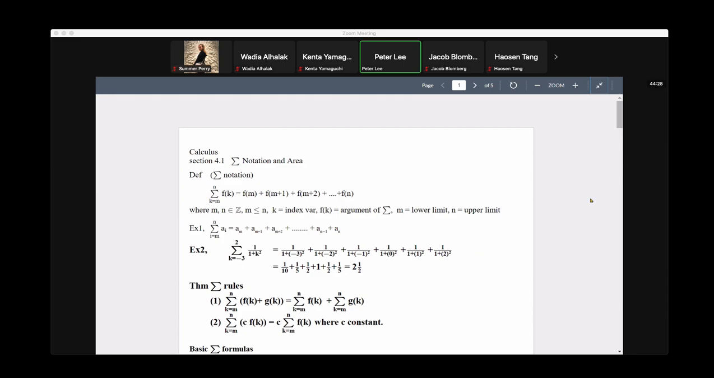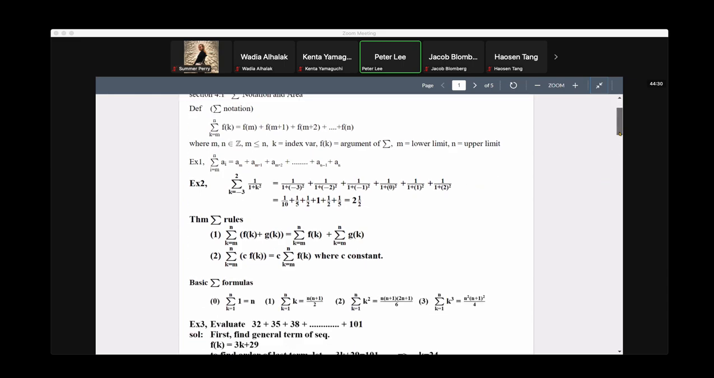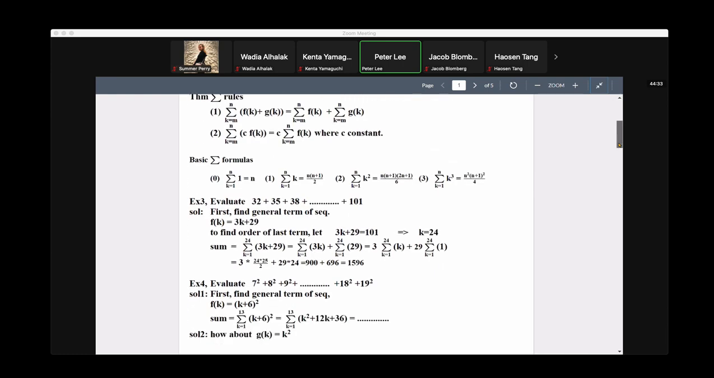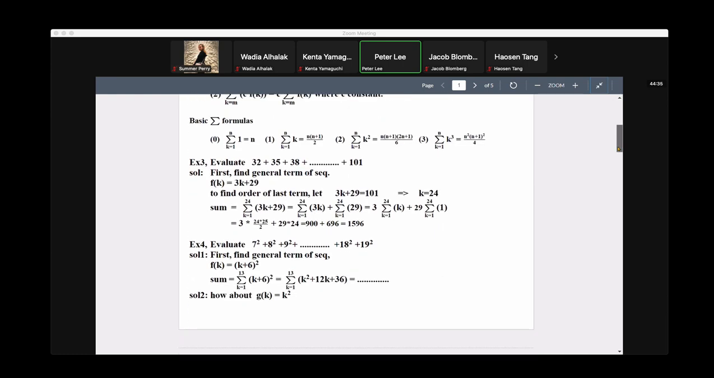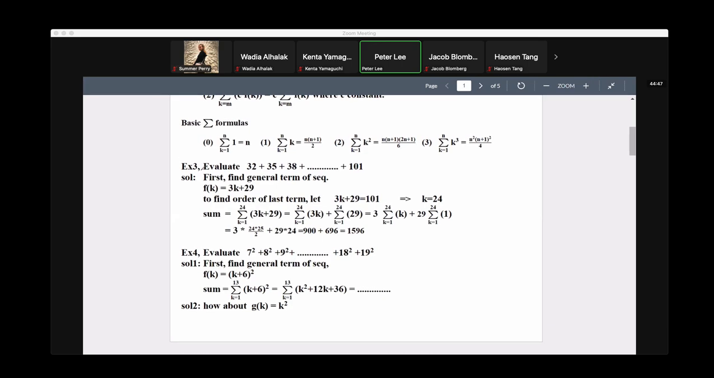Okay, example 2, we did that last time, and so now let me scroll this down, and we did all that, and the basic sigma formula. So now what I would like to do is look at example 3. Example 3 is right here. Okay, example 3. Evaluate 32 plus 35 plus 38 plus dot dot dot and 101.